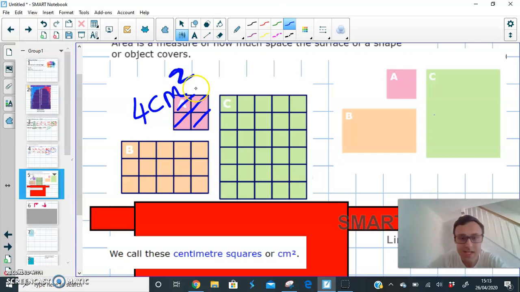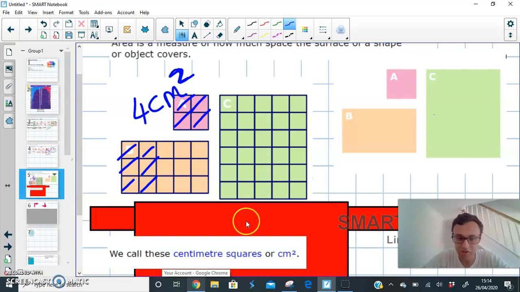Sorry, not cubed. B, 1 centimetre squared, 2 centimetres squared, 3 centimetres squared, 4 centimetres squared, 5 centimetres squared, 6 centimetres squared, etc. And you would count them and then you'd end up finding out that C has the most. So it's really easy if we need to just count them. But obviously we don't always have the squares to do that. And as it says here, we call these centimetres squared or centimetres squared written like that.